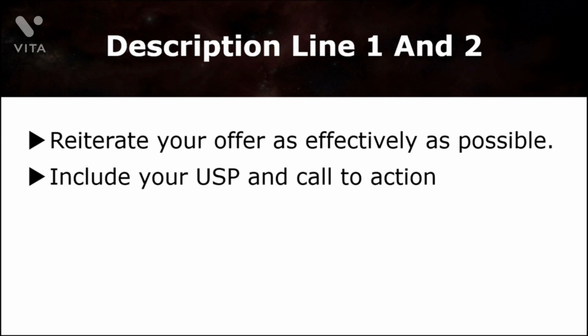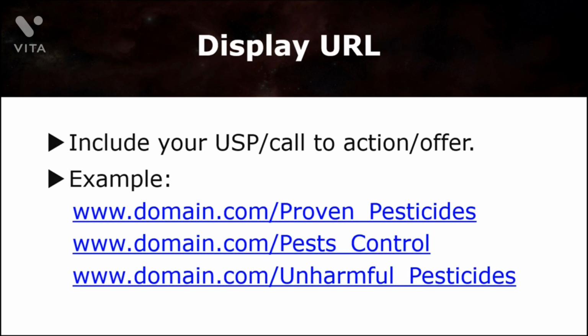For your description line 1 and 2, you're only given 35 characters, hence, reiterate your offer as effectively as possible. Remember to include your USP as well as your call to action to prompt your customers. Last but not least, let's look at the display URL. This is oftentimes ignored by most users.